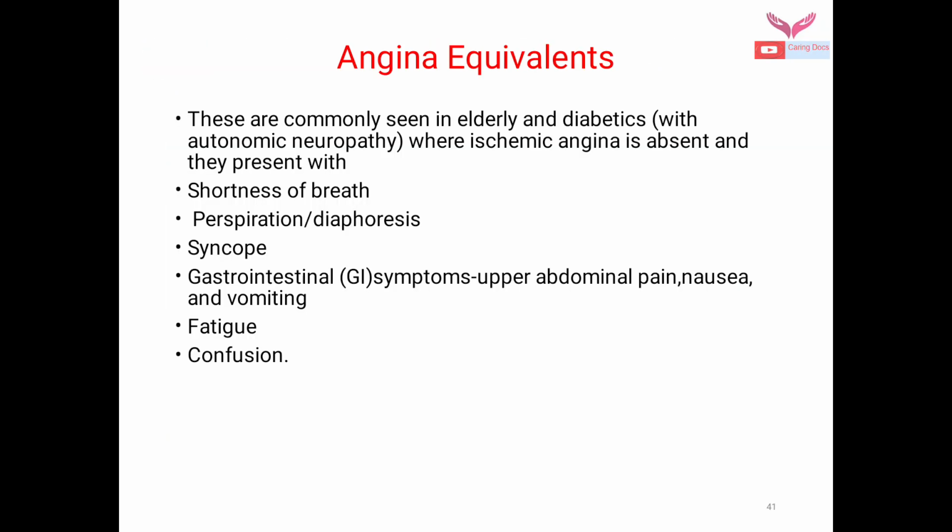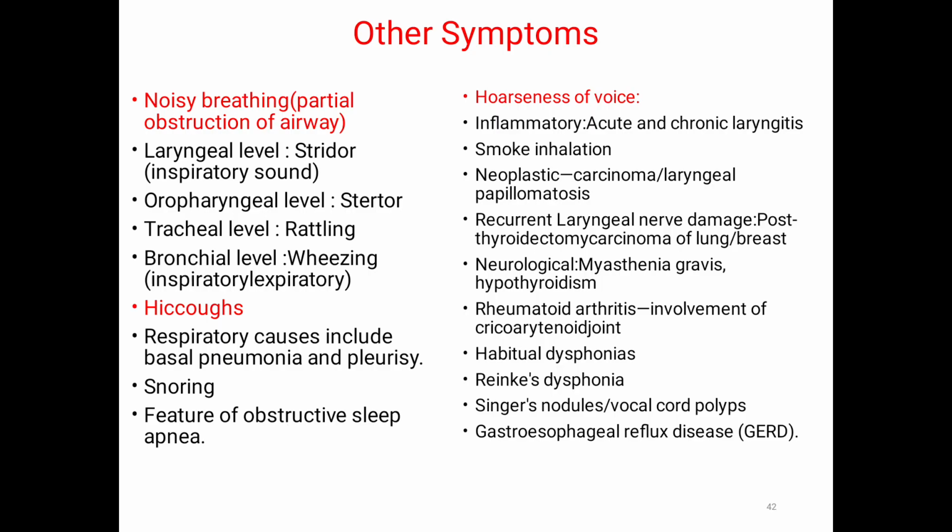Anginal equivalents are commonly seen in the elderly and diabetic patients with autonomic neuropathy, where ischemic angina is absent and may present with shortness of breath, perspiration, diaphoresis, syncope, GI symptoms like upper abdominal pain, nausea and vomiting, fatigue and confusion. Other symptoms which I am discussing here are noisy breathing, or obstruction of the airway.